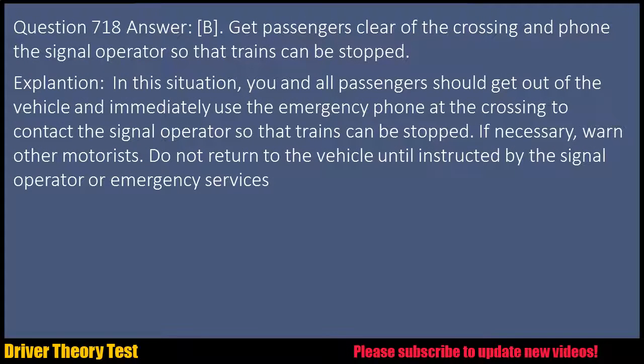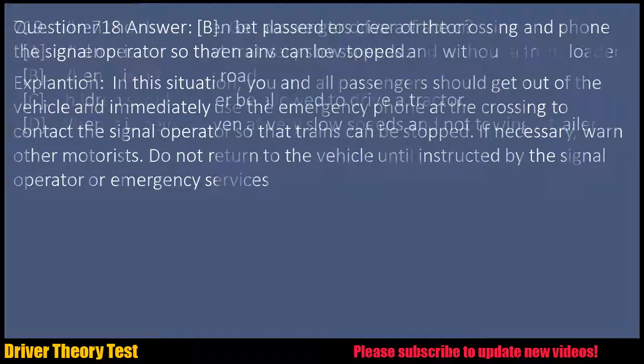Question 718. Answer: B. Get passengers clear of the crossing and phone the signal operator so that trains can be stopped. Explanation: in this situation, you and all passengers should get out of the vehicle and immediately use the emergency phone at the crossing to contact the signal operator so that trains can be stopped. If necessary, warn other motorists. Do not return to the vehicle until instructed by the signal operator or emergency services.